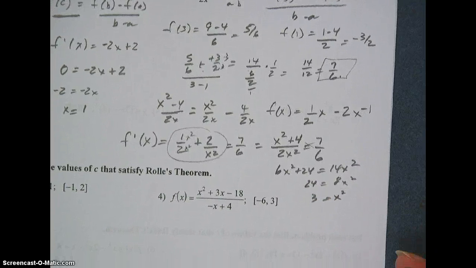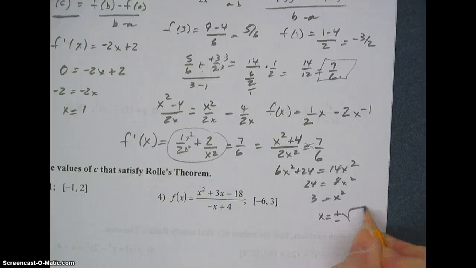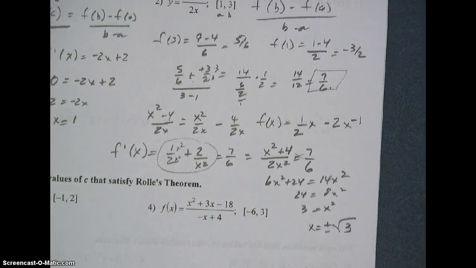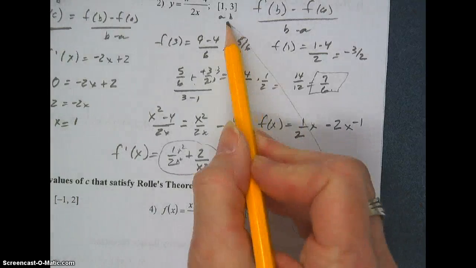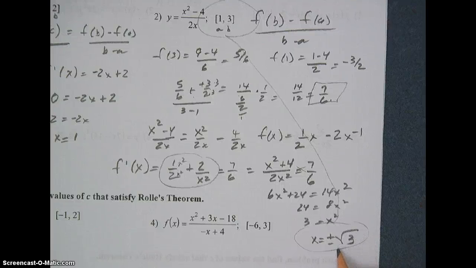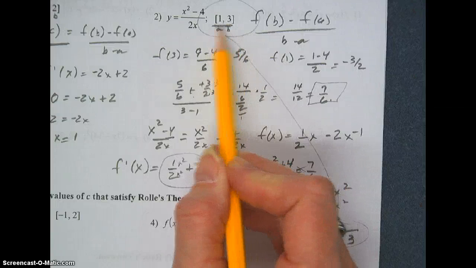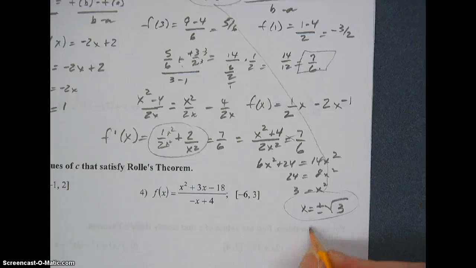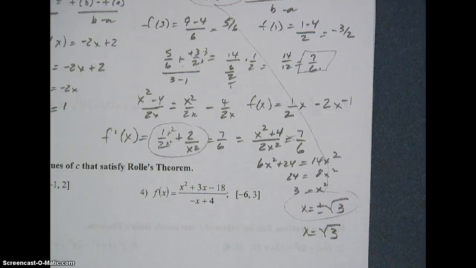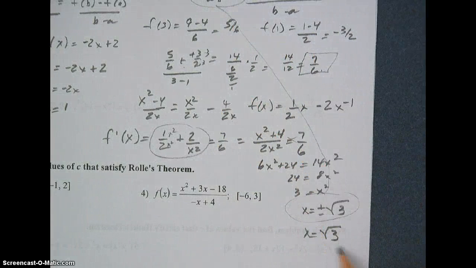So the derivative will equal 7/6 when x equals positive or negative square root of 3. In this region, our two possible values are the square root of 3 and negative square root of 3, but the positive square root of 3 is the only one that's in this interval. So the final answer will be the square root of 3. And when we get into class, I'll show you what this looks like when we graph it, and how we can verify this.